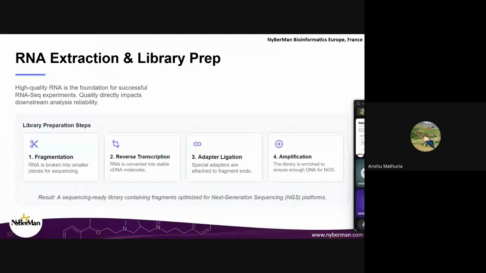After that, we do the alignment. That is, we have all the reads, and we will align them to a reference. That is whatever, say, if it is human data.